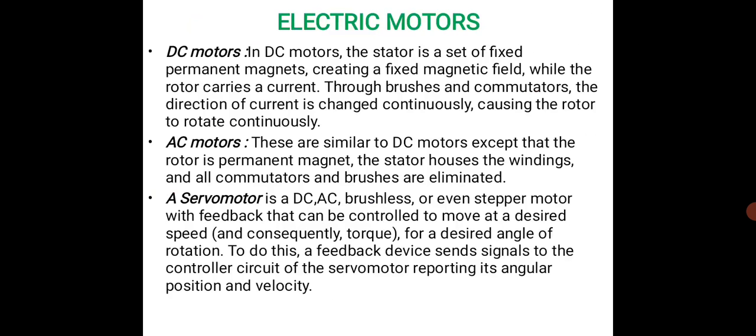And coming to these electric motors, we have discussed already, this can be a DC motor, this can be an AC motor, this can be a servo motor. So in the DC motor, the stator is a set of fixed permanent magnets which will create a fixed magnetic field, while the rotor carries a current. Through the brushes and commutators, the direction of current is changed continuously, which will make the rotor rotate continuously. And coming to the AC motor, this is very similar to the DC motor, except that the rotor is a permanent magnet.